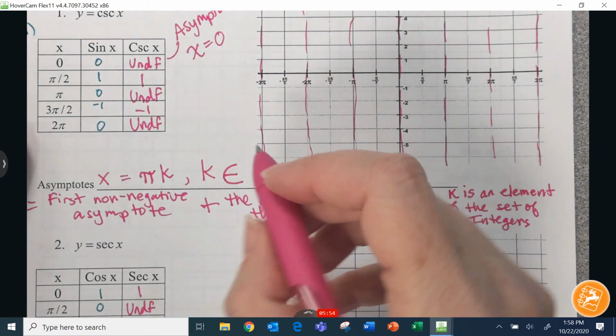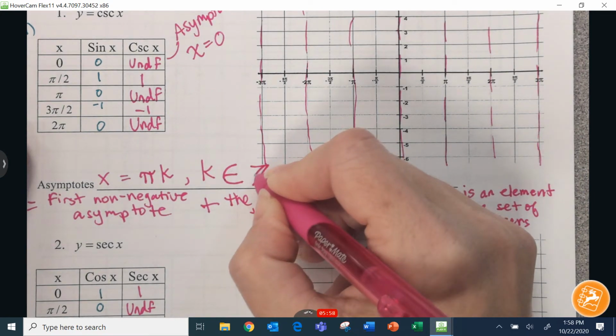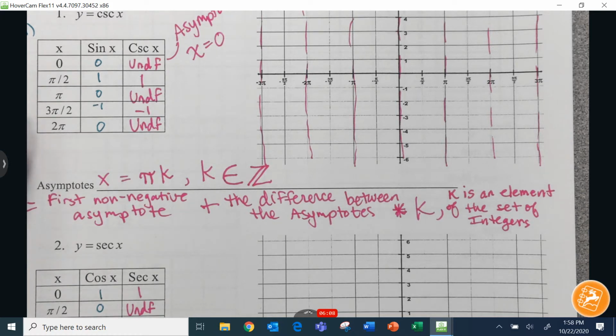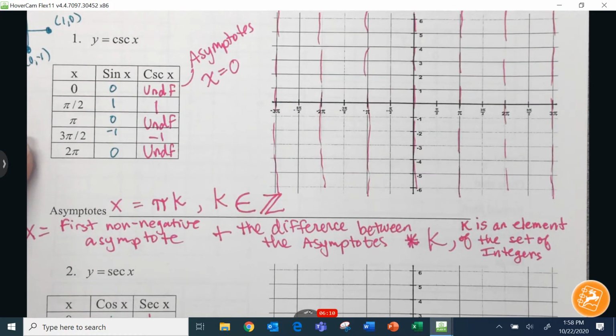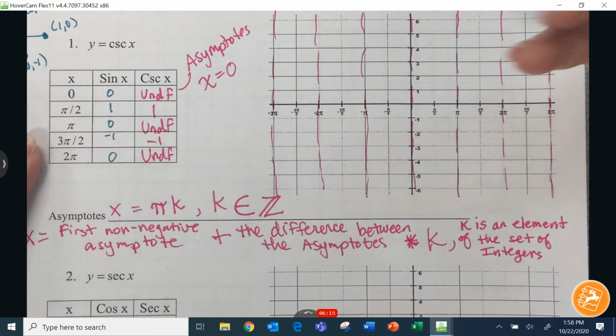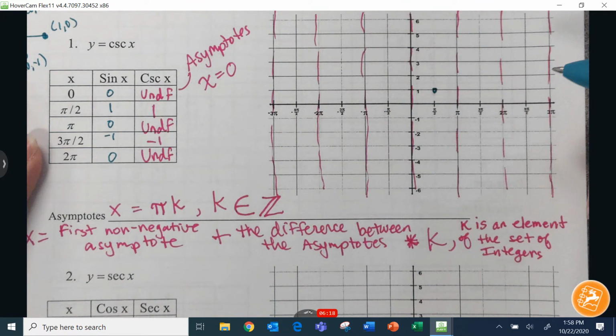And then the set of integers, I'm just going to use the symbol that stands for integers. That kind of looks like a Z with two lines in the middle. That way I don't have to write out all those words. So that's our asymptotes. Haven't actually graphed the graph yet. So pi over 2 is 1. And 3 pi over 2 is negative 1.